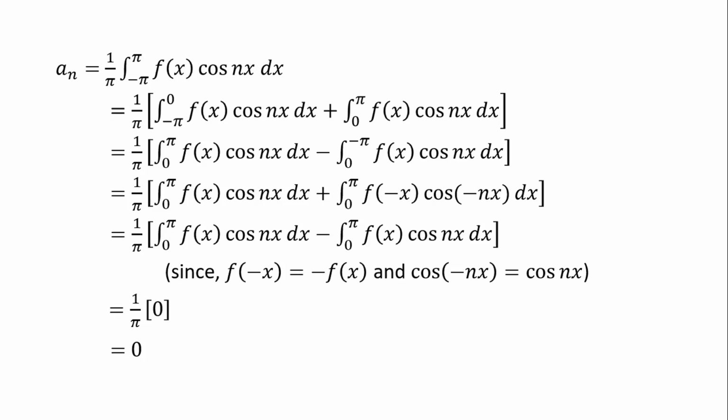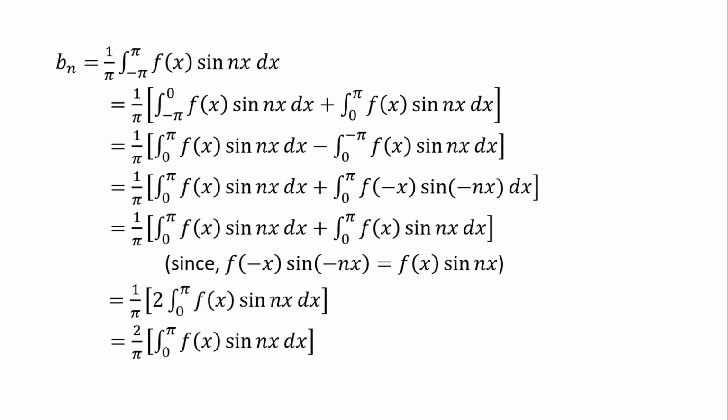Now what about the third Fourier coefficient Bn? We know it is represented as 1 by pi, integral from minus pi to pi of f(x) sin nx dx. So let us divide it into two intervals, and again we are following the same procedure, that is minus pi to 0 is converted to 0 to minus pi by putting the negative sign, and then x is changed to minus x, and the upper limit of the second term, minus pi, is changed to plus pi with a positive sign to the integral.